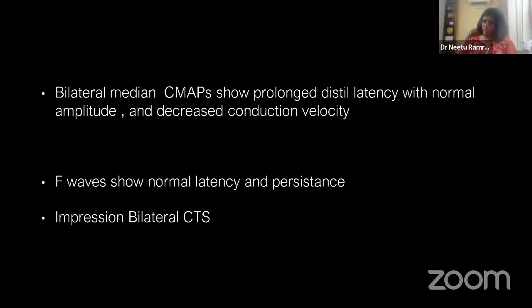So the stimulus is given from here, goes to the neck, comes back. That is the F wave. So the F wave is normal. So proximally, maybe there is not much. So the impression is bilateral carpal tunnel syndrome. That is how you arrive at this diagnosis by electrophysiology.